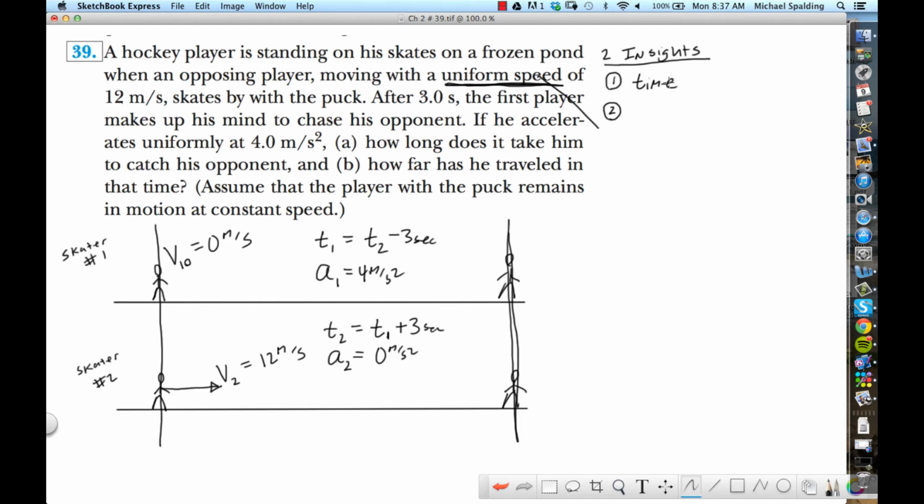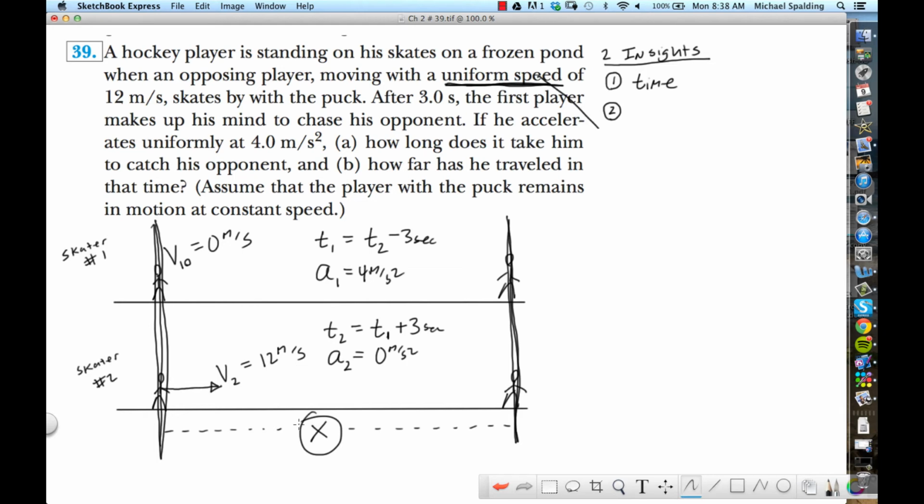It has to do with the distance or the displacement. Well, here distance and displacement are the same because there's no change of direction. What is true about the distance or displacement of both skaters? The problem begins here the moment that skater 2 passes skater 1, and the problem ends here when skater 1 catches skater 2. What is true about the displacement for each skater?